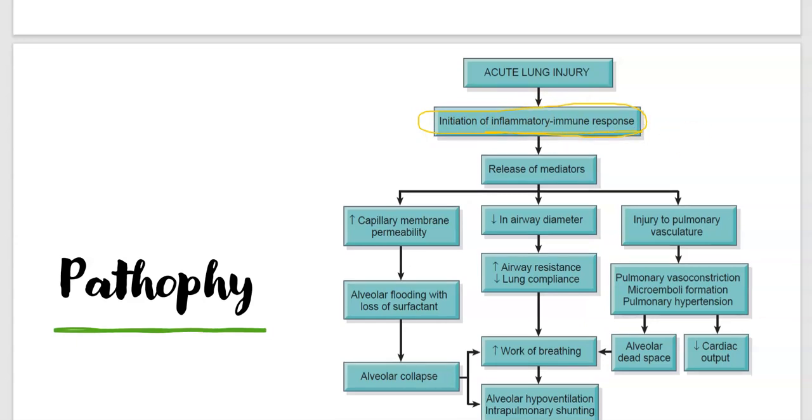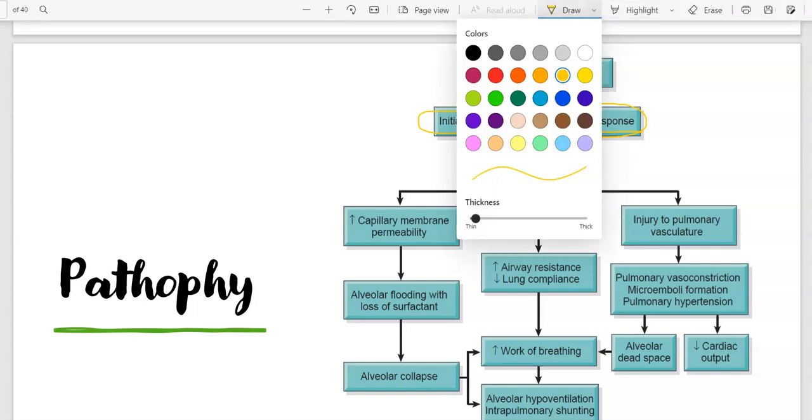Sabi ko kanina, it's going to be either an infectious process, bacterial or viral. That's where you initiate your inflammatory immune response. Or maybe there was a chest trauma or vehicular accident. All of these are predisposing factors for the initiation of your immune system response. Ayan.